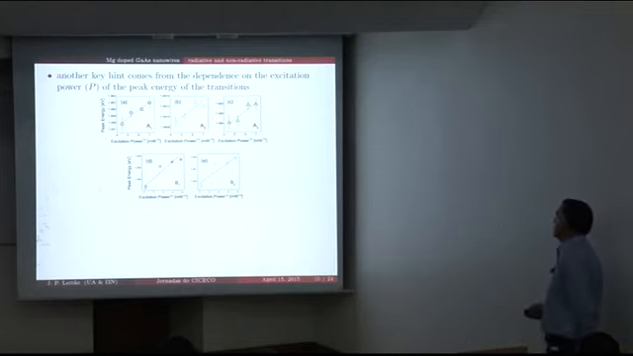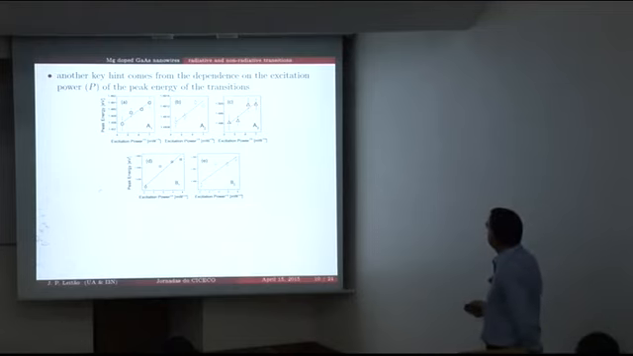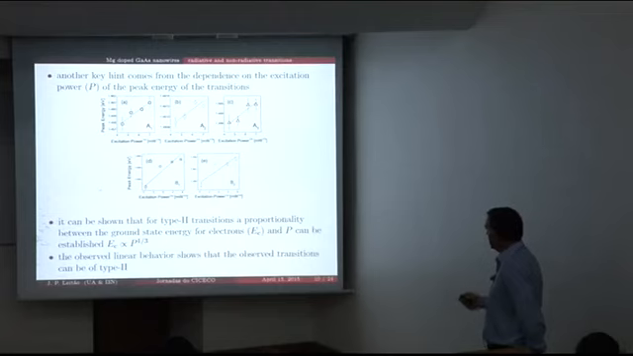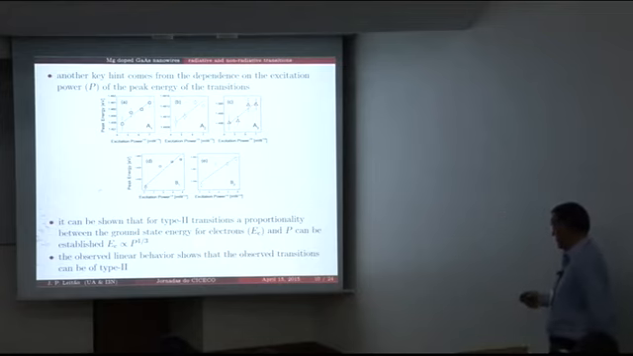Another evidence for this type of transition comes from the dependence on the excitation power of the peak energy of the transitions. The experimental points are shown here, and it can be shown that for type 2 transitions we have a proportionality between the ground state energy of the electrons and the values of the excitation power. And the relation is the one shown here. The observed linear behavior shows that the observed transitions can actually be of type 2.